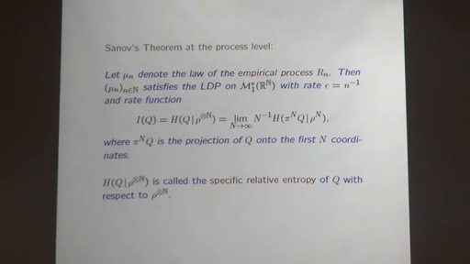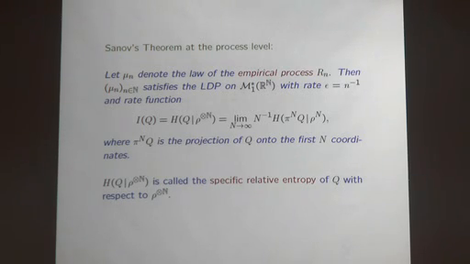But that's also the case for Sanov and Cramér. You can do it for non-i.i.d. sequences, but they have to be halfway decent in order to get a nice LDP. So I'm giving you the story here only for independent random variables, but here you could replace this by something much more general, and it just would mean that this thing here would change.